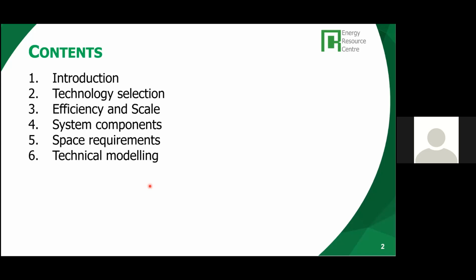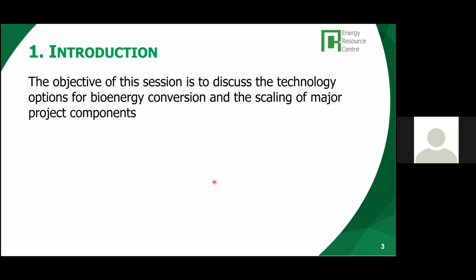Look at the space requirements. And if there's some time left, we'll have a quick look at some startup technical modeling that can be used in, say, setting up the overall model for feasibility analysis. So the overall objective of this session is to discuss how to select technology for bioenergy conversion, and to work on some scaling of systems and project components.